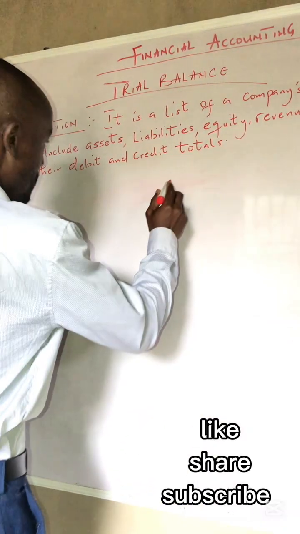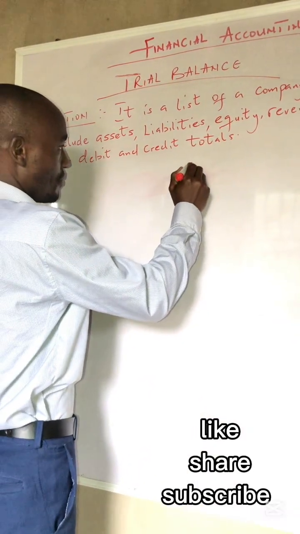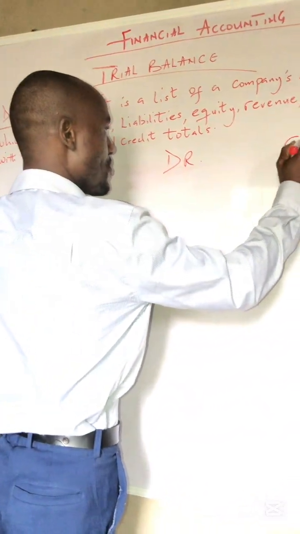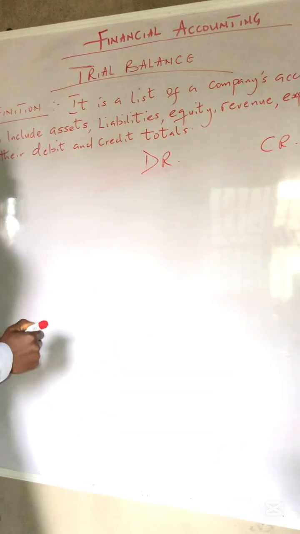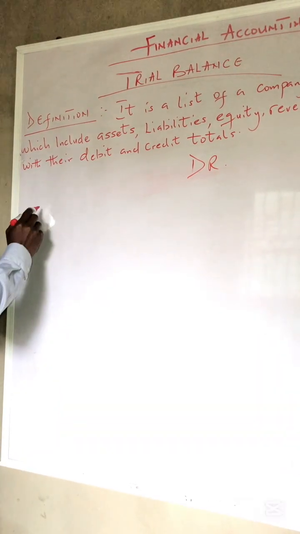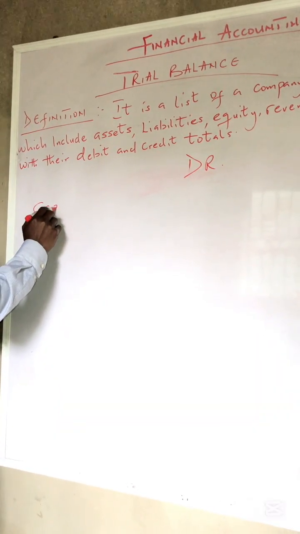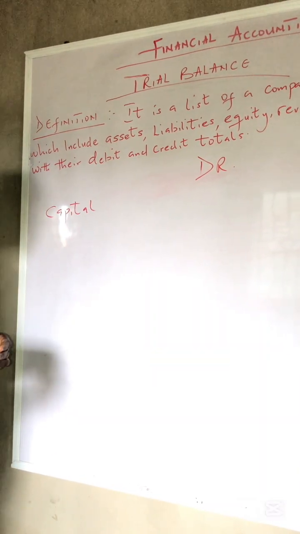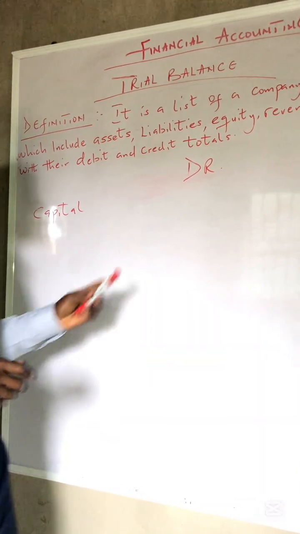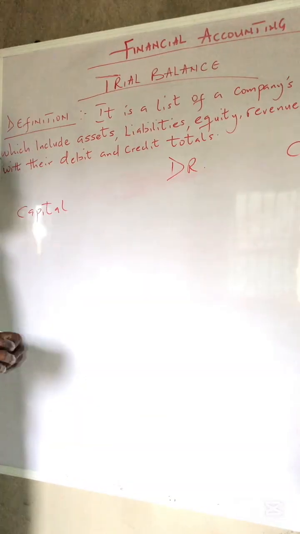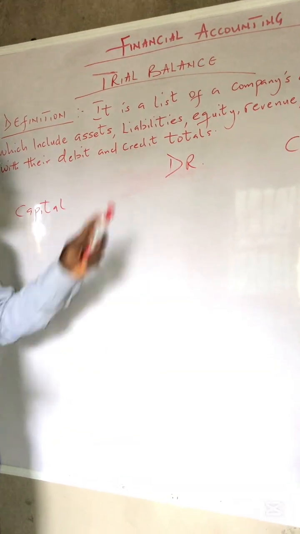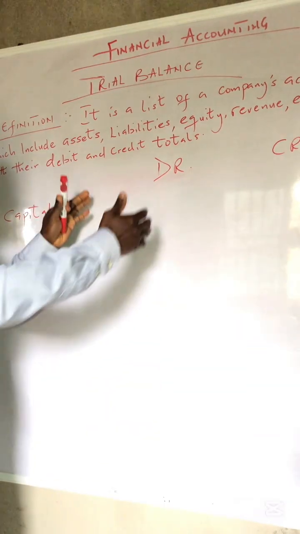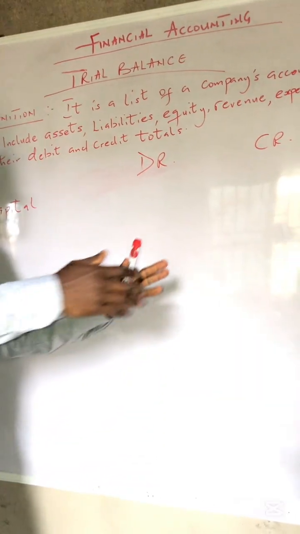Now, let's look at this question together. Let's assume we have some question offered here. Let's say we have capital. Before we move on, there is a particular formula that we normally use to identify which of these parameters is an asset, liability, equity, or what, and which one will be at the debit side and which one will be at the credit side.